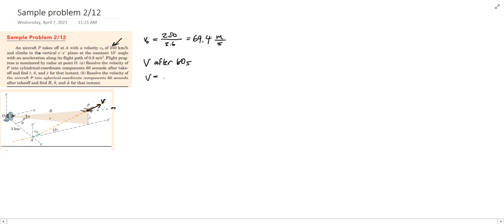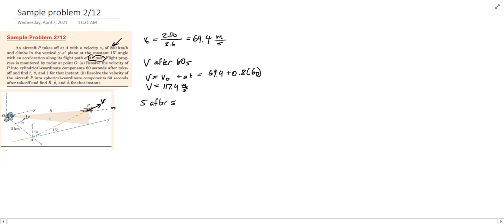So we have V is equal to V naught plus AT. We just found V naught, so that's 69.4 plus 0.8 times 60, which is the time, and 0.8 of course is given to us by the problem. So this will give us 117.4 meters per second.